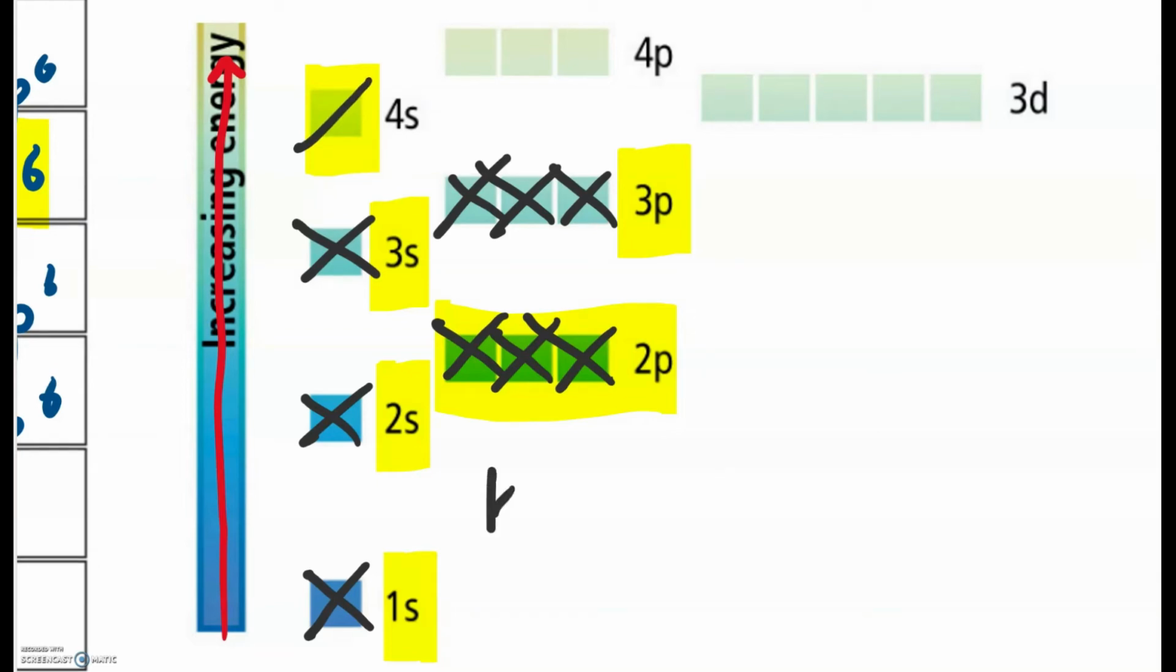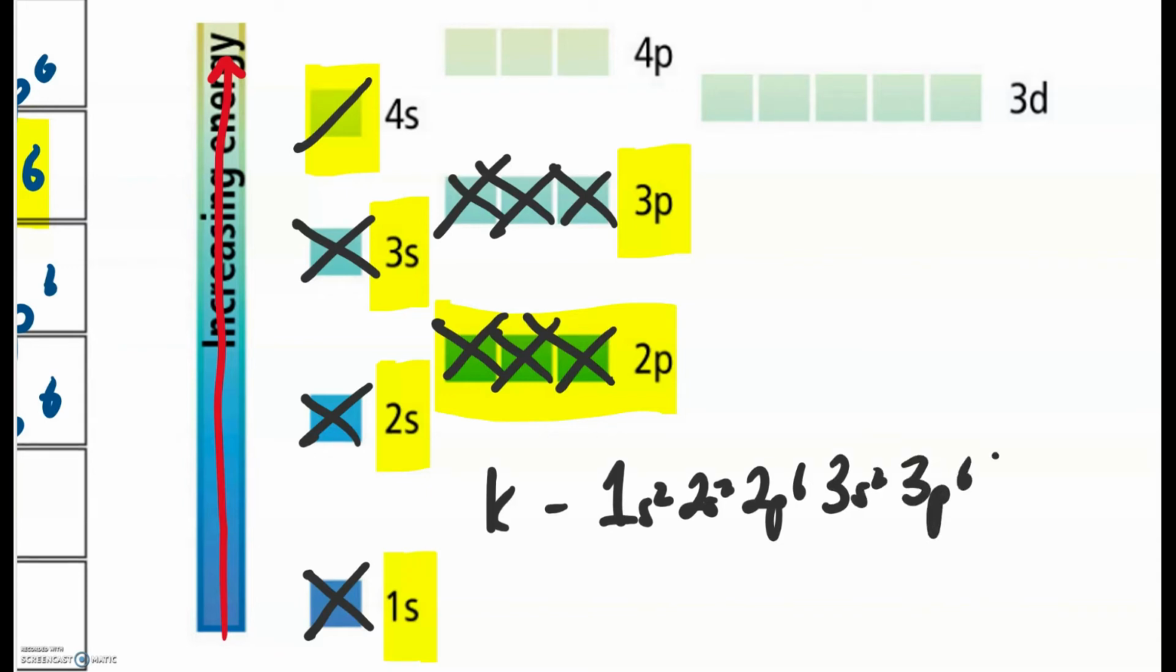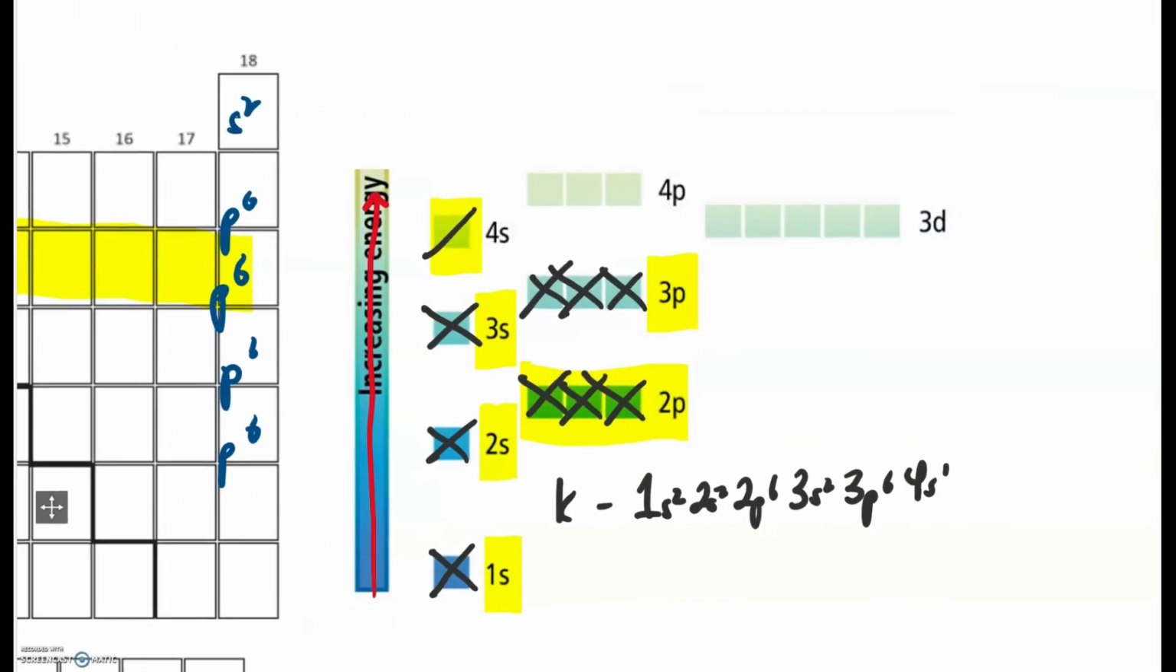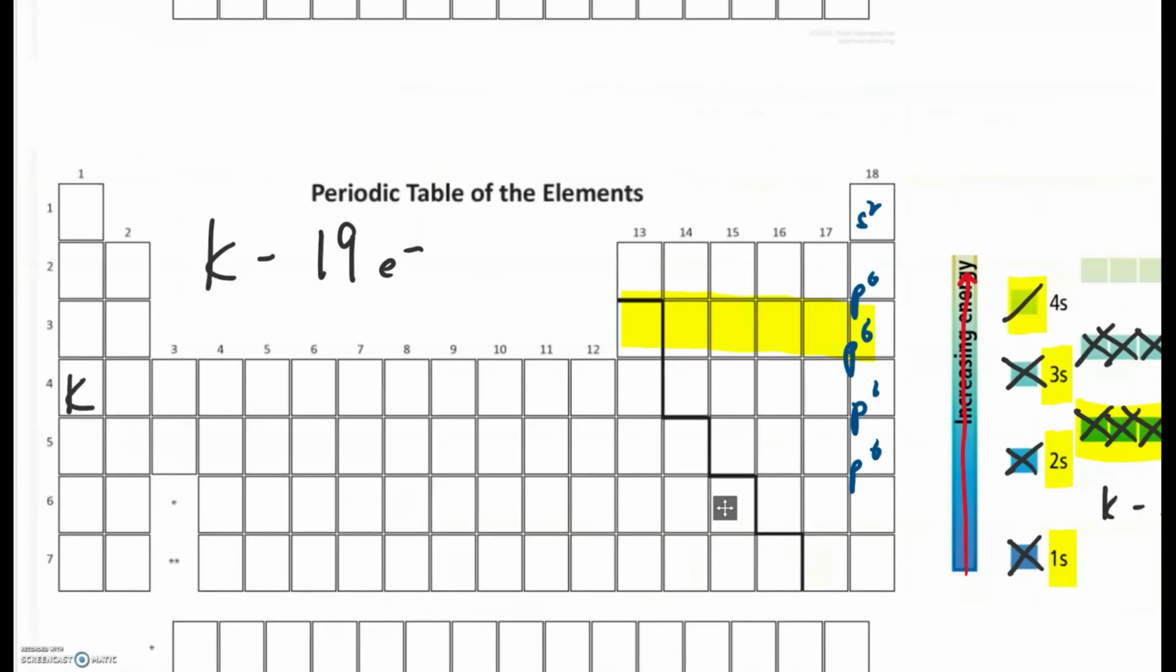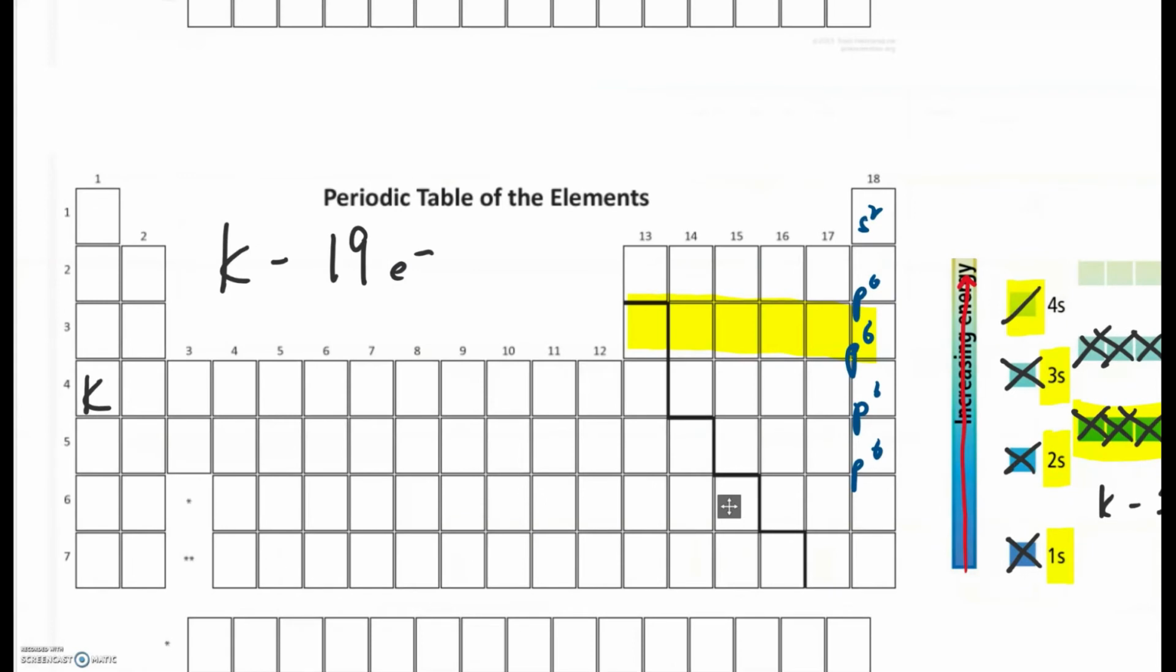And so potassium's electron configuration would look like this: 1s2, 2s2, 2p6, 3s2, 3p6, 4s1. That might explain why potassium is here in row 4 and in the first column, because everything that's in this column is ending S1.